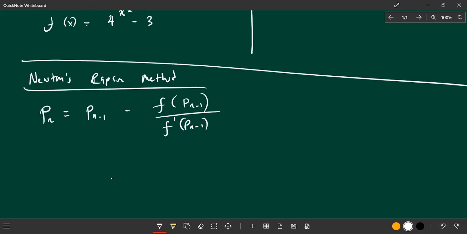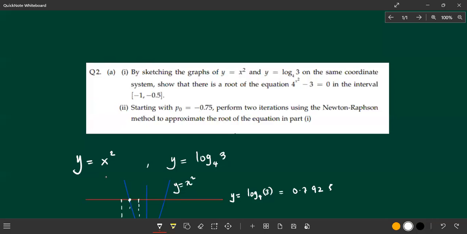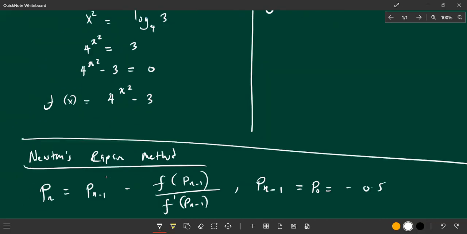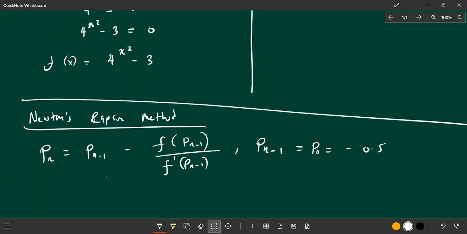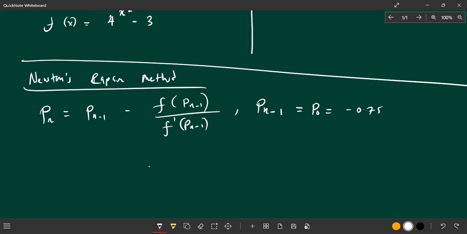So what we are given here is already the previous approximation. Our initial approximation is what we are given as the previous approximation. So our P n minus 1 is our P0, and this is given as negative 0.75 in our problem. Sorry, I said 0.5, it's negative 0.75. All right, so let us find first the derivative.